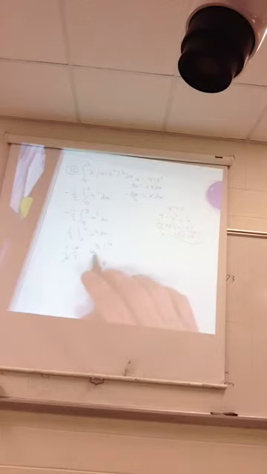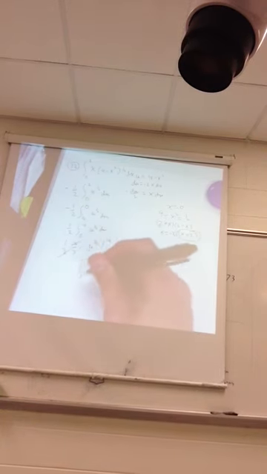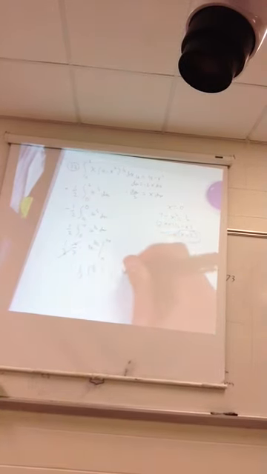It will be u to the 3/2 times 2/3 with the 1/2 out here. So that cancels out. We've got our antiderivative here. So the square root of 4 is 2, and then 2 cubed is 8. So it's 1/3 times 8, which is 8/3.